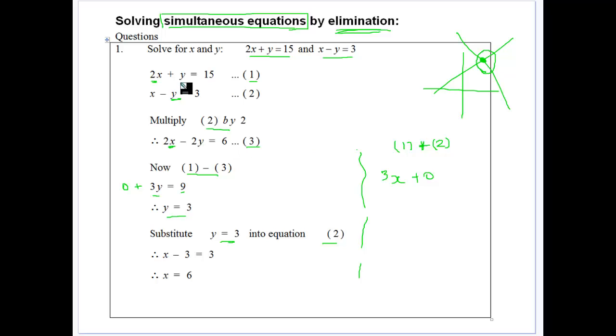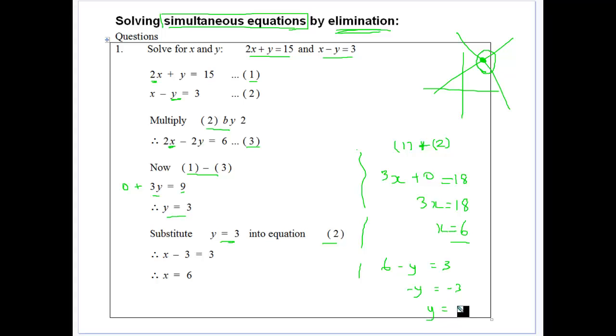So there's my 0 there, and I've got rid of the y just by adding them together. That will eliminate the y there. And then 15 plus 3 equals 18. And then 3x would equal 18, and x is equal to 6, which we had there. X is equal to 6. Take your x, put it in there. 6 minus y is equal to 3. So when we take that across, we get minus y equals minus 3.